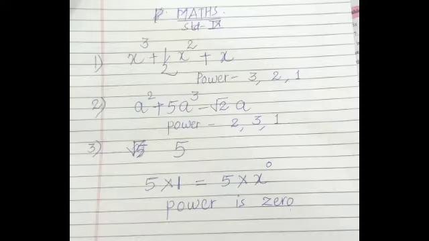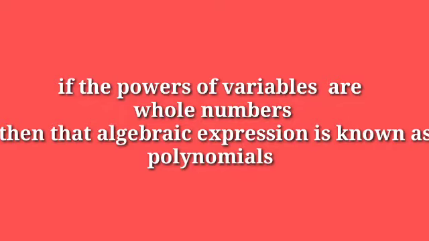Friends, in the above examples, the powers of variables are positive integers or 0. Means these are whole numbers. And if the powers of variables are whole numbers, then that algebraic expression is known as a polynomial.